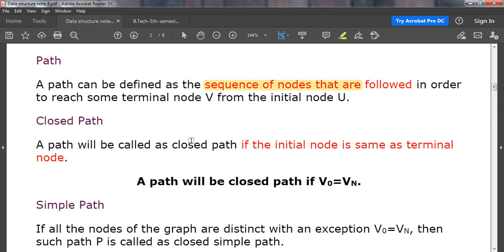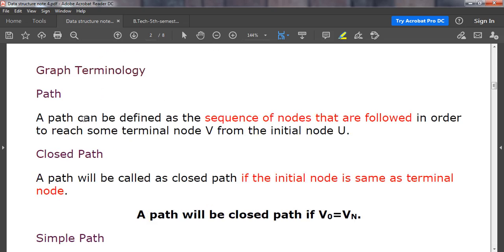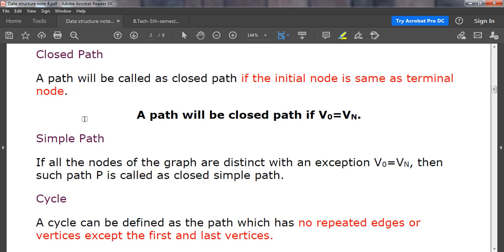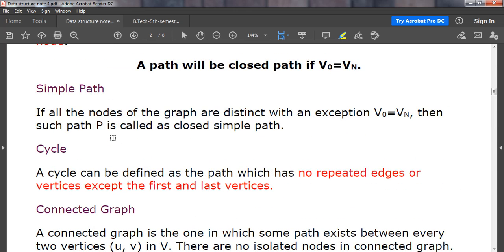What is a closed path? A path is called closed if the initial node is the same as the terminal node. If the initial node and the terminal node are the same, then it is a closed path. So over here, as you can see, if A is the initial node, it moves to B, B to D, D to again A. So it is a closed path. A simple path: if all the nodes of the path are distinct with the exception of the initial and the final node, then it is a closed path. These are closed paths.